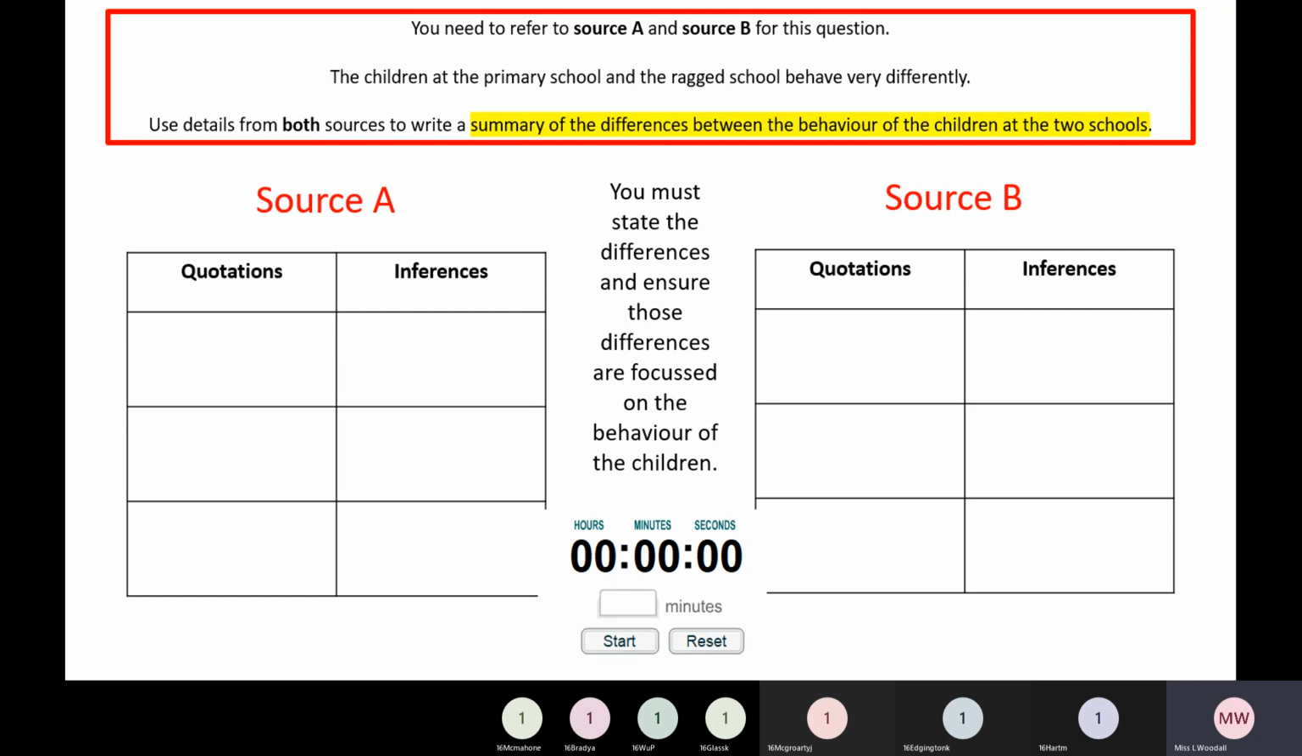So this table that I'm showing you on my screen here should look very similar to what you did in lessons. So we're going to talk through a couple of ideas. So rather than sending you off to do this again, let's just talk about them out loud. So let's start with source A. First of all, Phoebe, can you just summarise for me, what was the behaviour like of the children in source A?